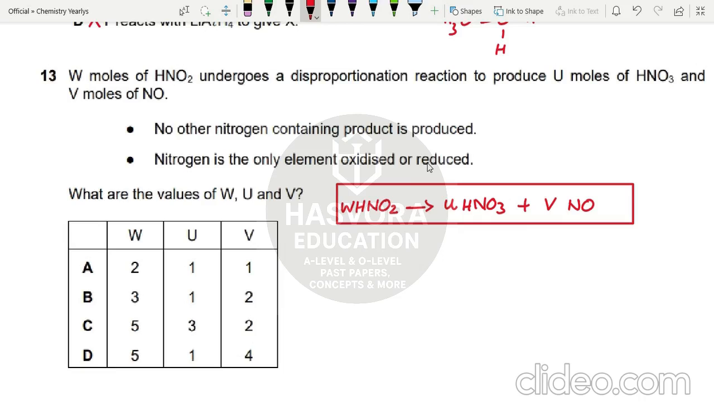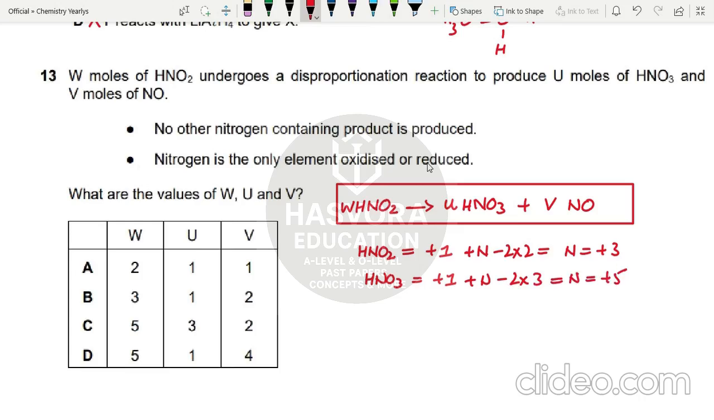Now first of all we will find the oxidation state of HNO2. So +1 for the hydrogen, then nitrogen is left blank, -2 into 2 is -4, -4 plus 1 is -3. So N will be equal to +3. Now HNO3, it will be +1 plus N, -2 into 3 is -6, so -6 plus 1 is -5, and N will be equal to +5. And then for the NO, it is easy. It is N and then -2, so N will be equal to +2.